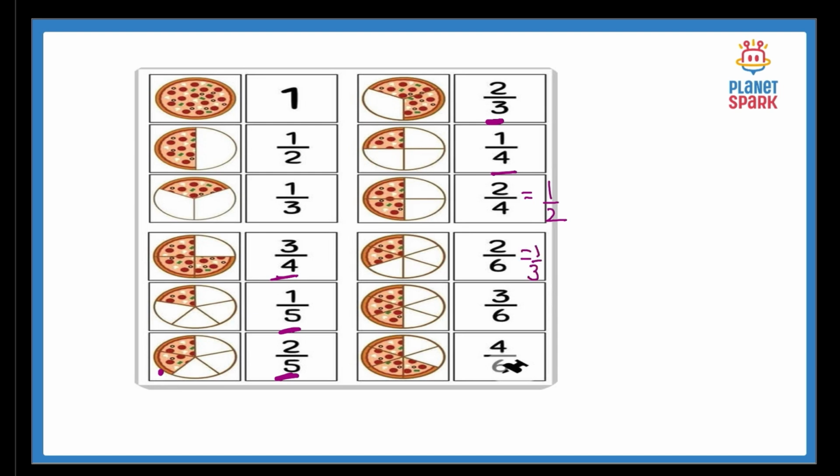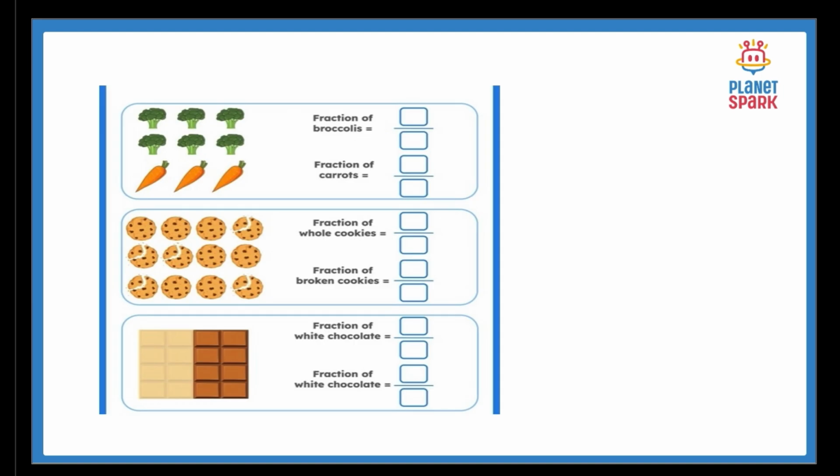3 parts, pizza is divided, it is 2 over 3, 1 over 4. Now remember, 2 over 4 would be written as 1 over 2 in the simplest form. 2 over 6 can be written as 1 upon 3 in the simplest form. I'm dividing by the table of 2. 3 over 6 can be written as 1 by 2.